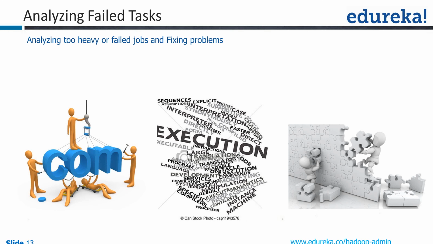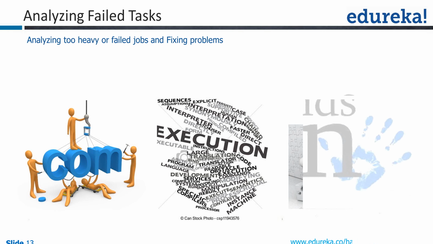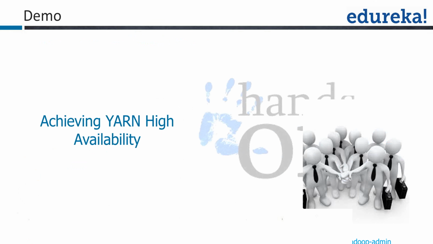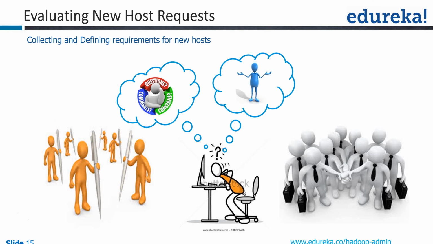That can actually bring down the whole cluster, and will not allow the jobs of other users to run on the cluster because you don't have proper file descriptors defined, or a limit on the memory for the users defined. So you need to plan that kind of thing. We'll talk about high availability of YARN as well in a minute.